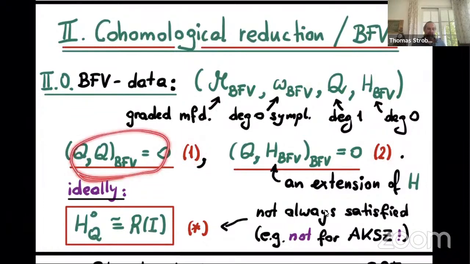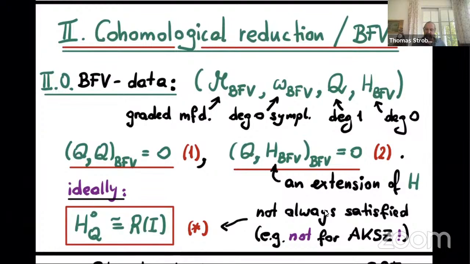In BV, we have just one master equation. In its Hamiltonian counterpart, we have two of them. There are also some more conditions, for example, that H_BFV should be some appropriate extension of H, and more things. But in principle, ideally, one would like to have that the zeroth cohomology of functions with respect to the induced BFV bracket is isomorphic to this reduction.